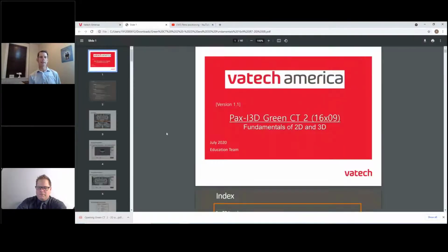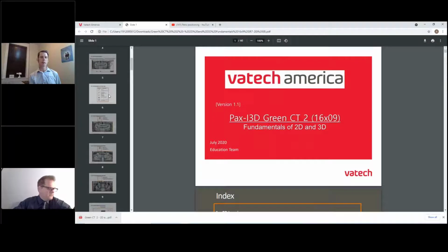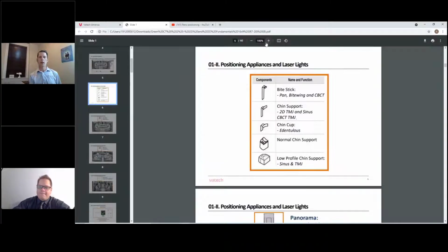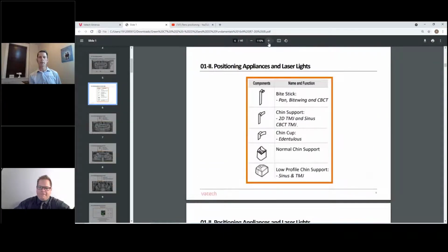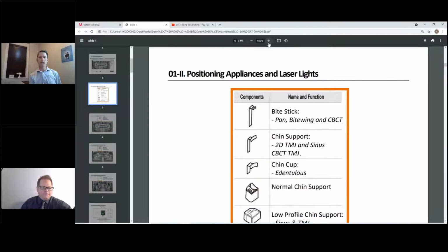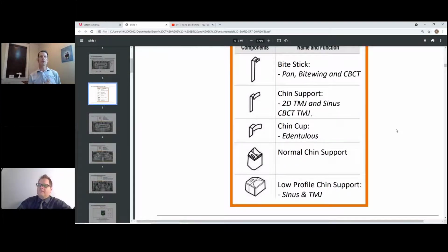So everybody has access to this. Just remember that. And we're going to scroll to this appliance checklist. So you need to make sure you have these appliances. And Paul, you're going to be talking about 2 of these, right? You're going to be talking about the bite stick, the importance of positioning in that.